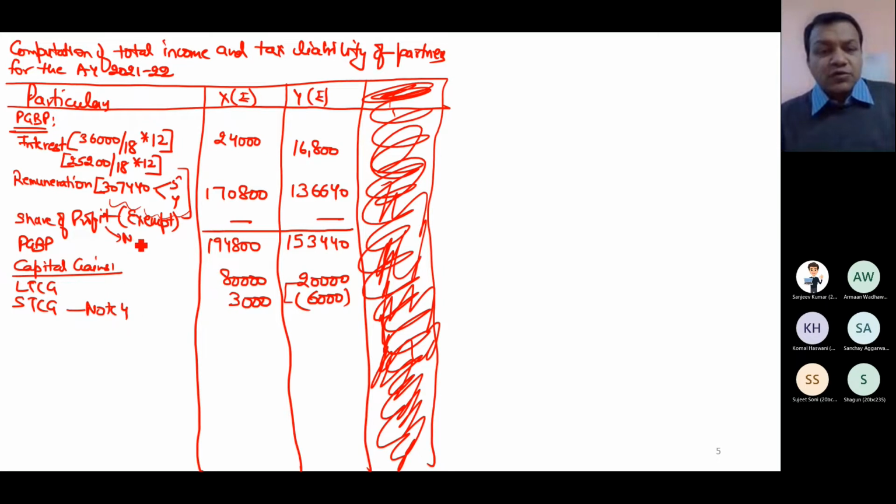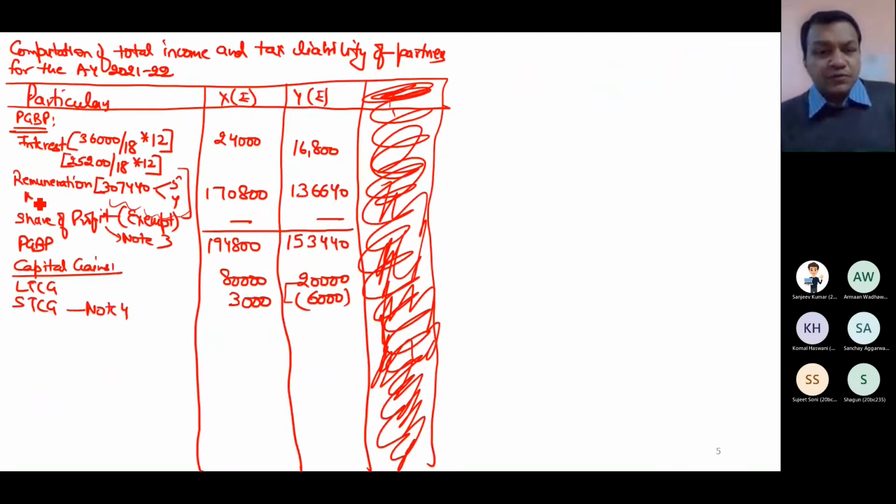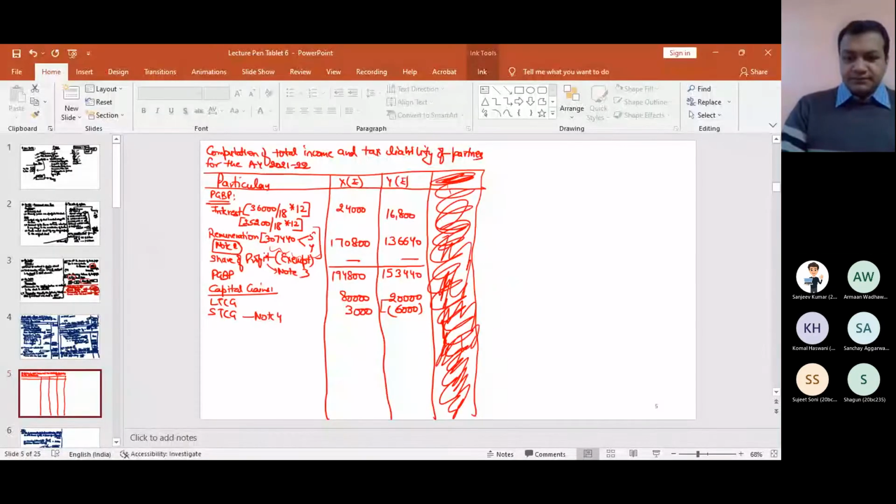Share of profit was my note 3. Don't forget to write note numbers. And then remaining were, this was note 2. And then note 1 is given on the previous page. Is this point clear? If yes, please raise your hand. Next point.